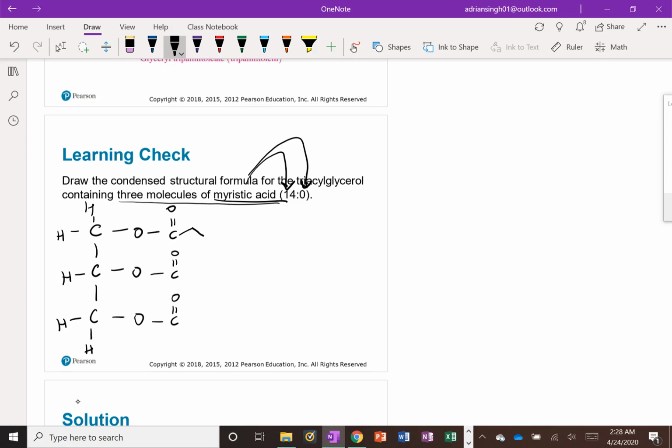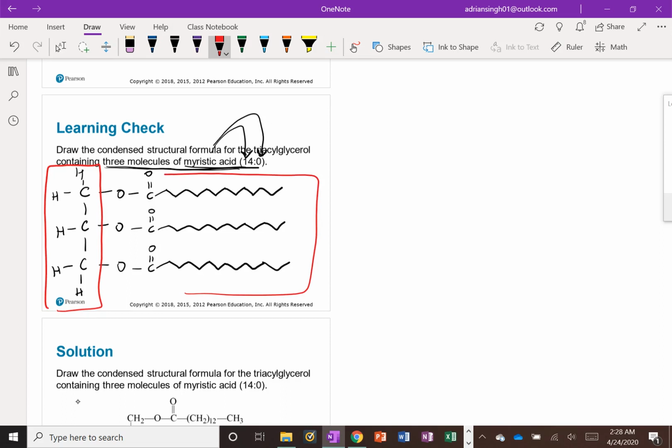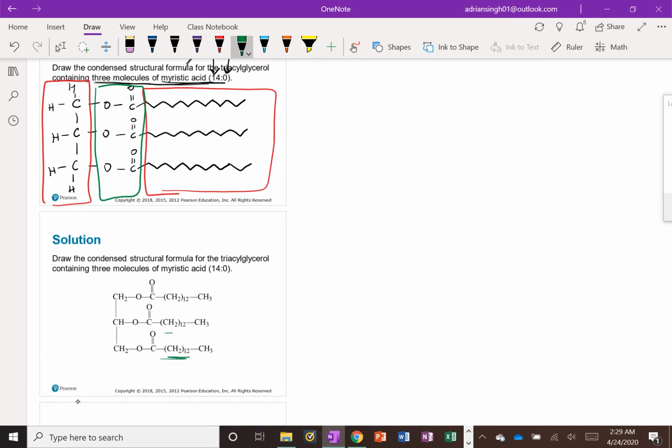So 1, 2, 3, 4, 5, 6, 7, 8, 9, 10, 11, 12, 13, 14. Right, those are your 14 carbons, and they're all the same. So that'll be your structure for the triacylglycerol formed from your glycerol backbone, which is this part of it, and your 3 myristic acids. And then in green here are your ester links between those components. And if you were to condense the structure down, this is the notation that's used.